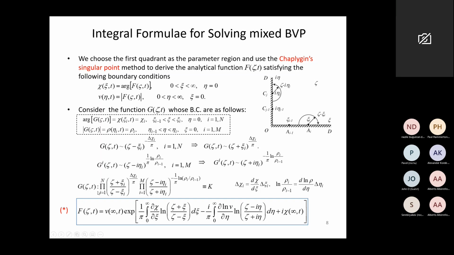So this is just the limiting case of this formula. So finally, we derived a formula which can determine a complex function from its argument chi on the real axis and from its magnitude v on the imaginary axis. We will use this formula later for solving the problem.